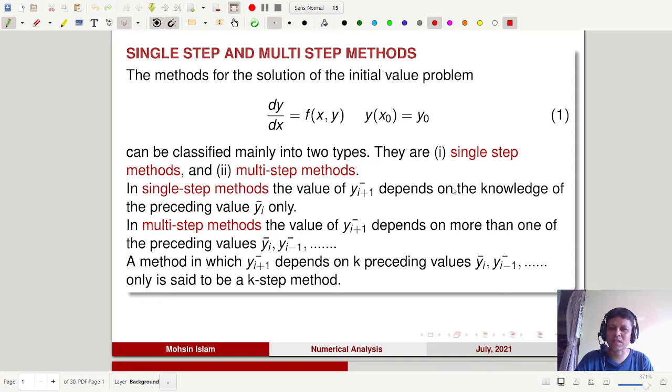So a single step method is one where the value of y bar i plus 1 depends on the knowledge of the preceding value, y bar i. If the value of y bar i plus 1 depends on more than one of the preceding values, y bar i, y bar i minus 1, etc., then that is called a multi-step method. In a single step method, y bar i plus 1 depends on only one preceding value, y bar i. But in a multi-step method, y bar i plus 1 depends on more than one preceding value. So that is the difference between single step and multi-step methods.